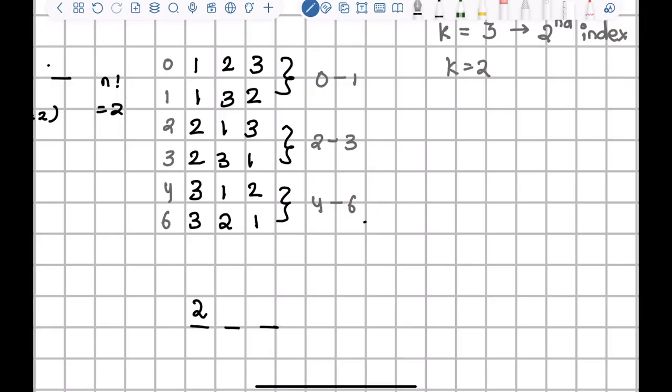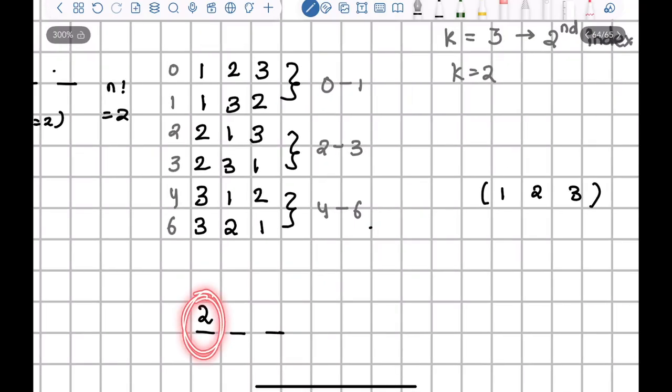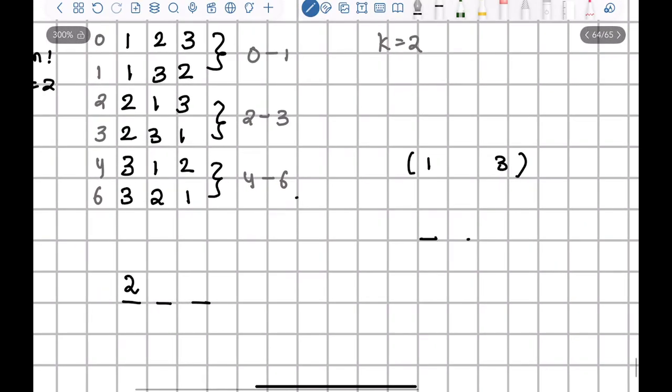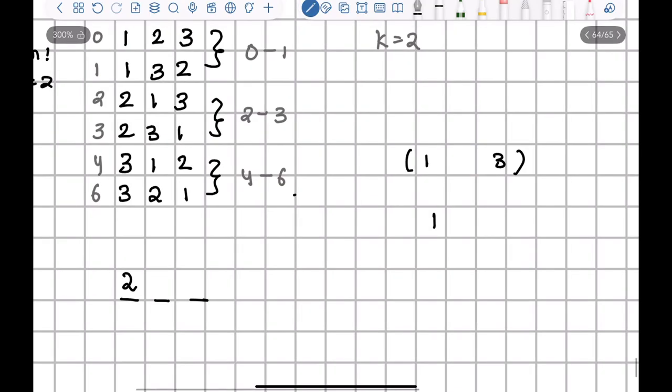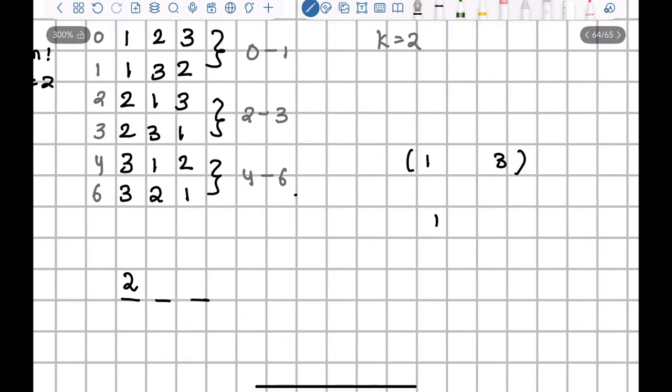Now how do we go about these 2 places? So now if you see, our pool has decreased. Our pool now is, instead of 1 2 3 was our pool, we know that this is fixed. So now our pool becomes 1 and 3. So now we treat this as a 2 problem, right? So the permutations here would be n factorial. N is 2. So we have 2 factorial permutations. That means 1 3 and 3 1.